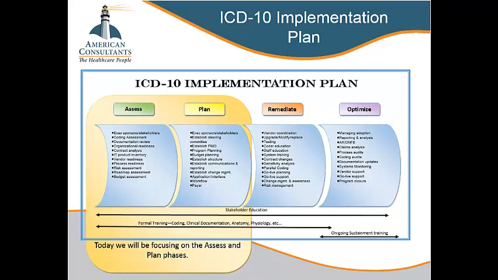As you can see down below, we have a list of stakeholder education with an arrow that goes across all of those phases. And then same for your formal training, coding, clinical documentation, anatomy, physiology, etc. That needs to be taking place as you go along, getting ready for your implementation and go live. And then even after that, you're going to have some ongoing sustainment training that has to take place. So there's a lot of different levels of planning that needs to take place, and you really need to start doing that now to know what your long-term strategy is going to be.